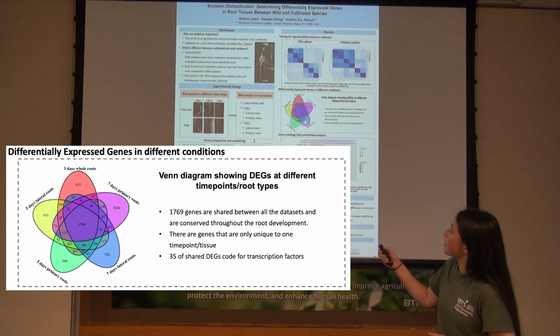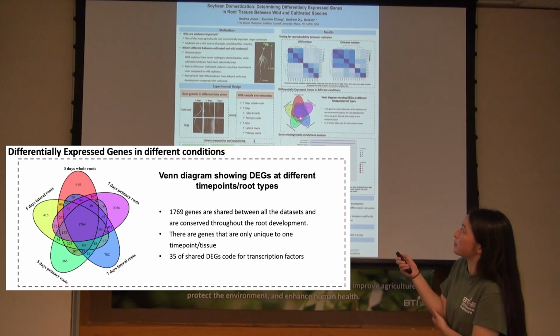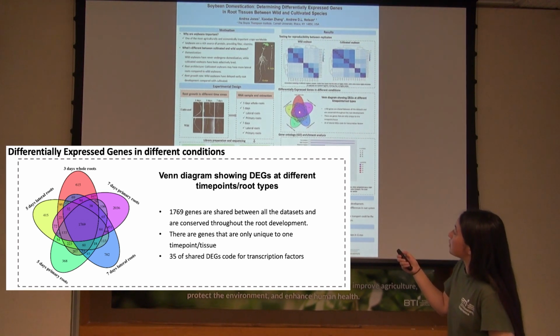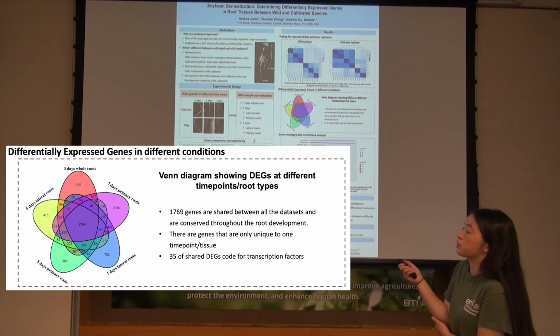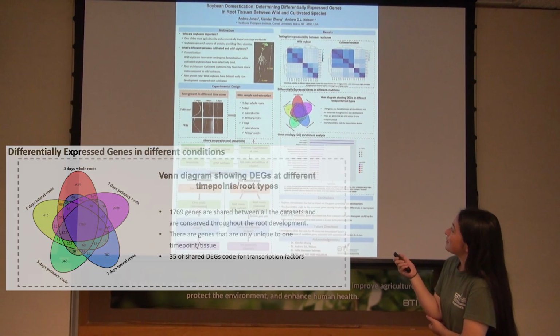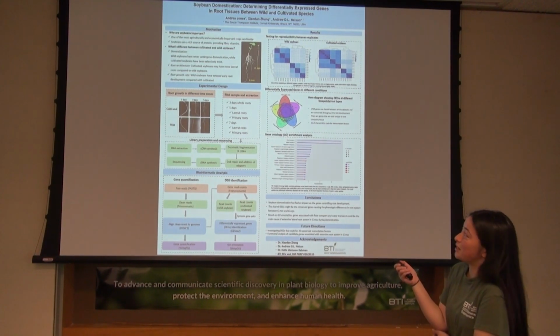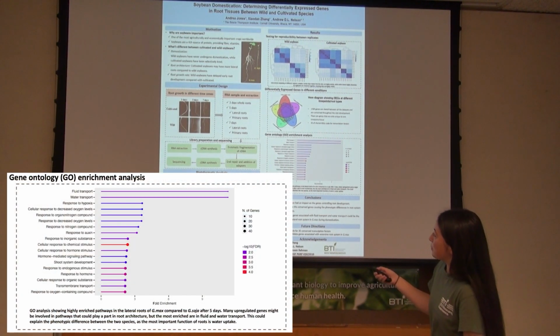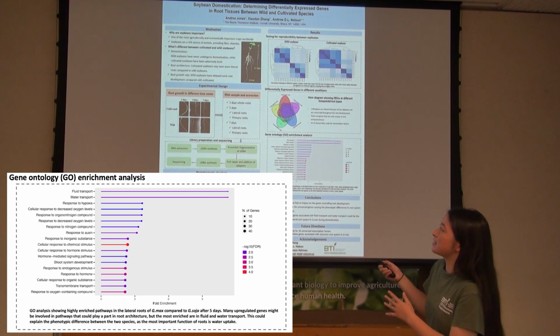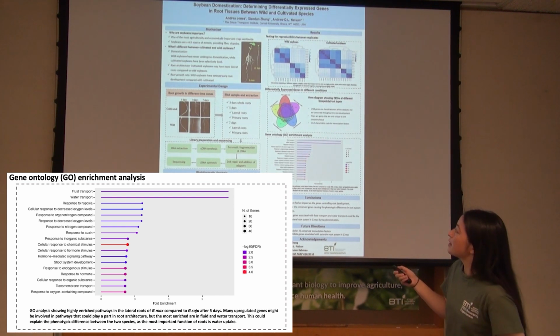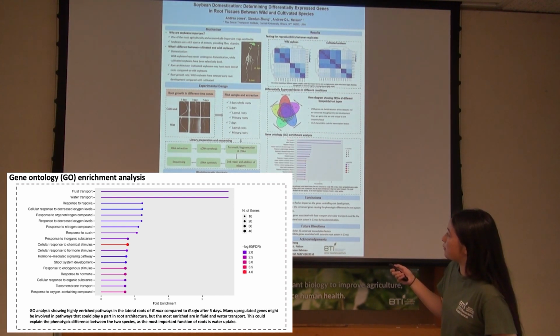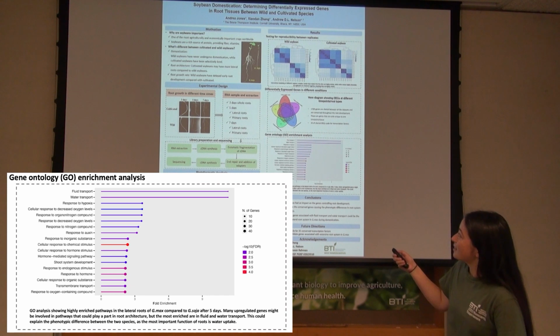And the ones on the outside here are specific to one tissue, which can still be studied, but for our purposes, we want to focus on the ones that are conserved throughout the whole development. And then 35 of the genes within this middle part are transcription factors, which are especially of interest to us. So finally, we have a gene ontology enrichment analysis. This basically analyzes genes that you put in, and it shows what pathways those genes are most highly related to.